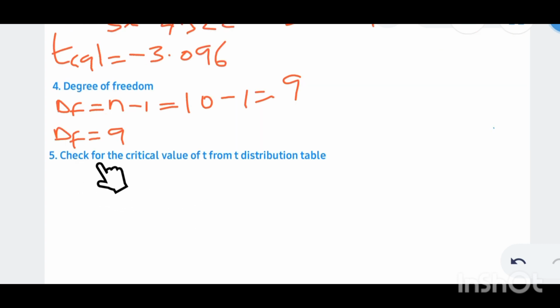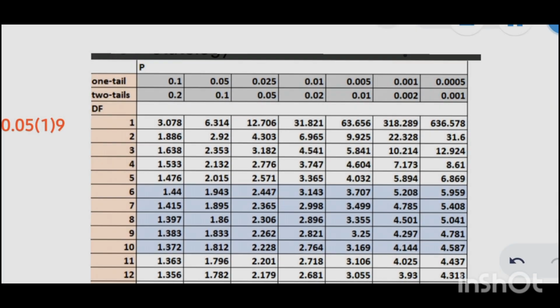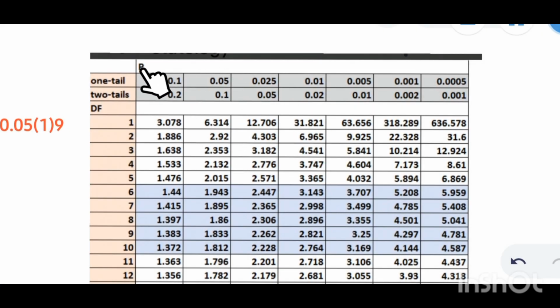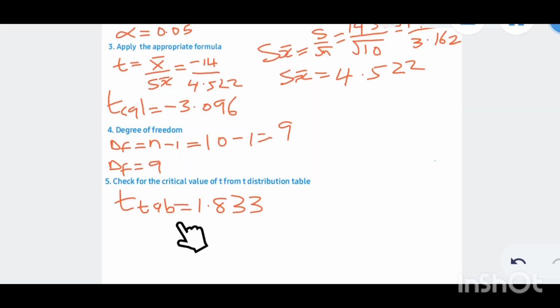Step 5 says check for the critical value of t from the t distribution table. So that takes us to our t distribution table. We can see our p, the probability given to us, which is 0.05, and we're considering one tail, with degree of freedom 9. So we trace 0.05 here, then trace it to degree of freedom 9. Our t tabulated, the t value on our table, is 1.833. So we succeeded in getting our t tabulated from the t distribution table, and the result is 1.833.